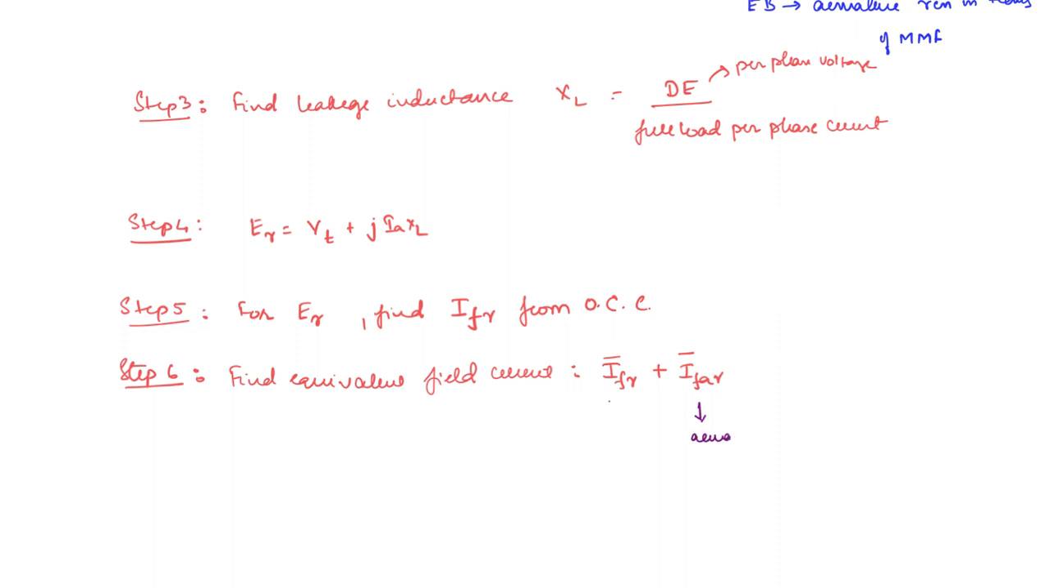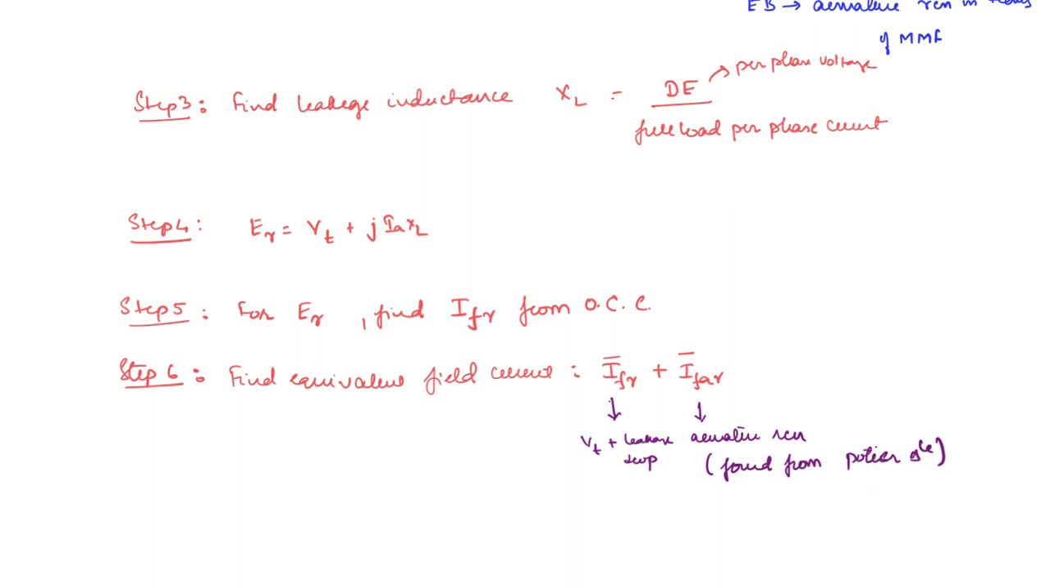So you can write down, which takes care of the armature reaction, and this takes care of the terminal voltage plus the leakage reactance drop. Now IFR you have found out from step 5. What is IFAR? This is what we found out, the second value that we found out, found from the Potier triangle. Now the magnitude you can find from the Potier triangle.